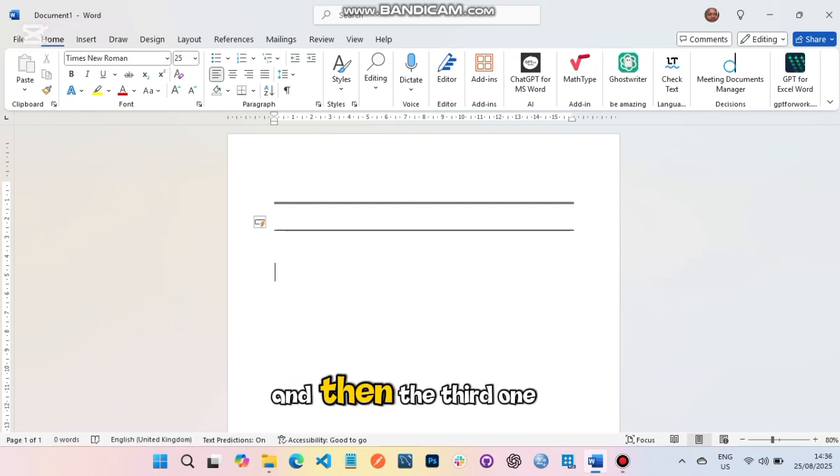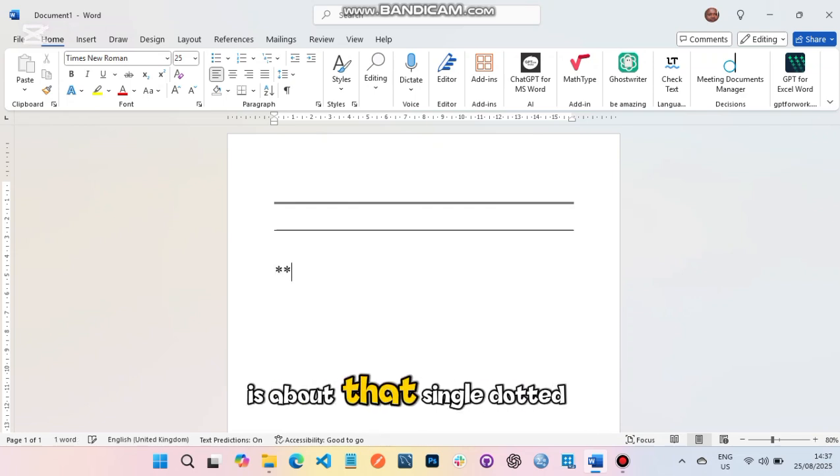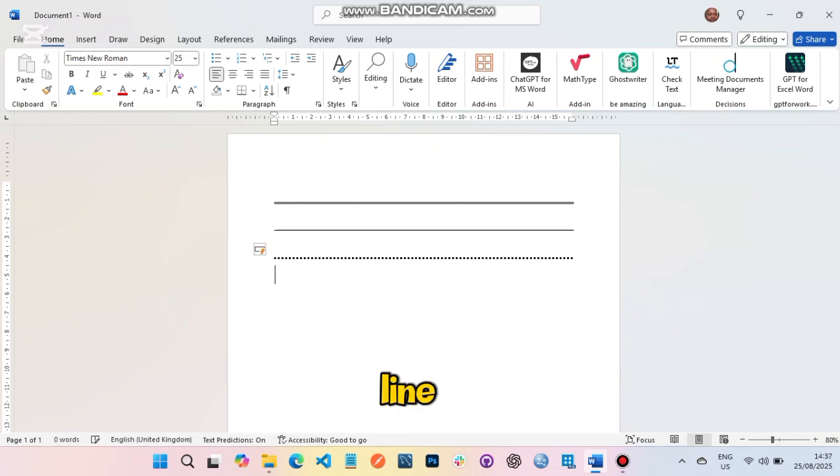And then the third one is about that single dotted line. So to do that, you hit the star button 3 times and hit enter again.